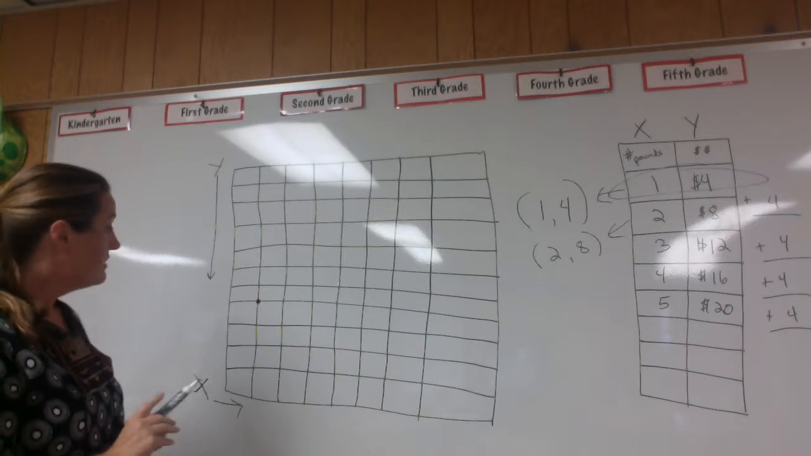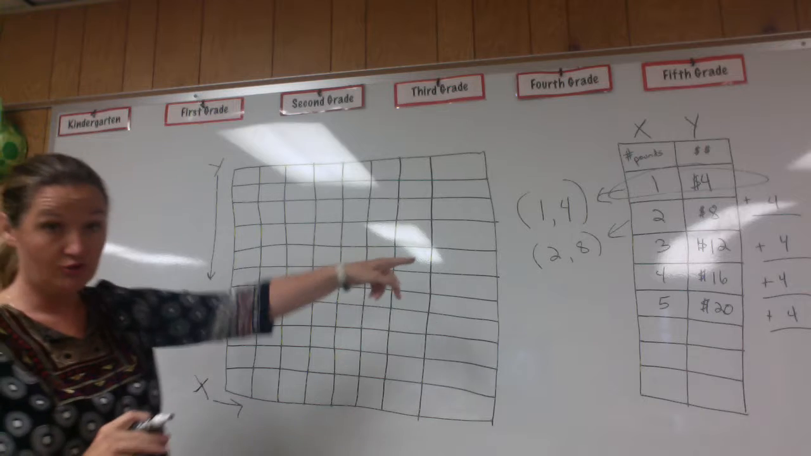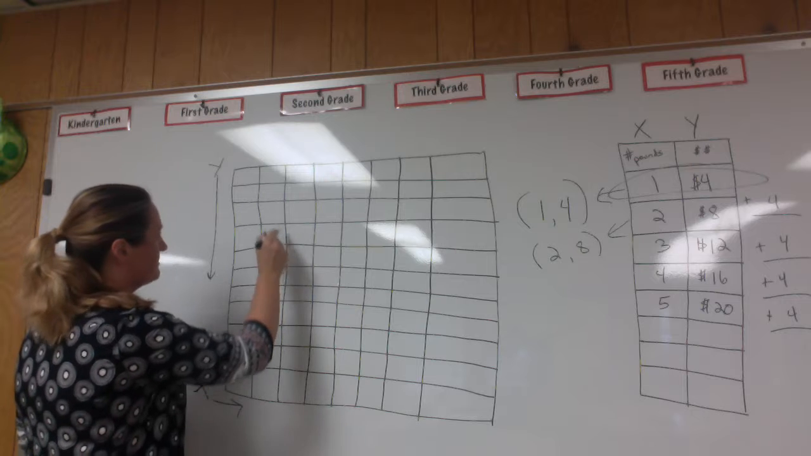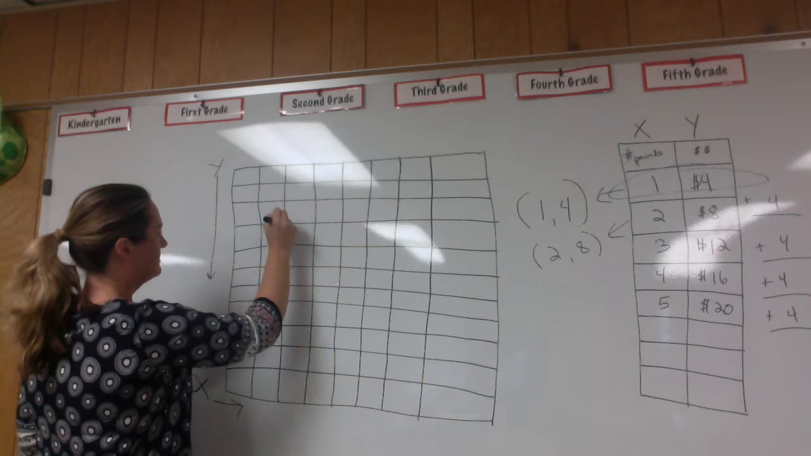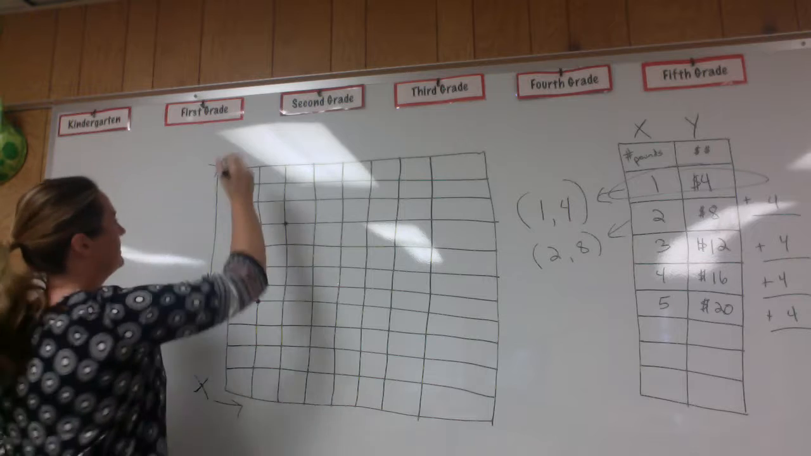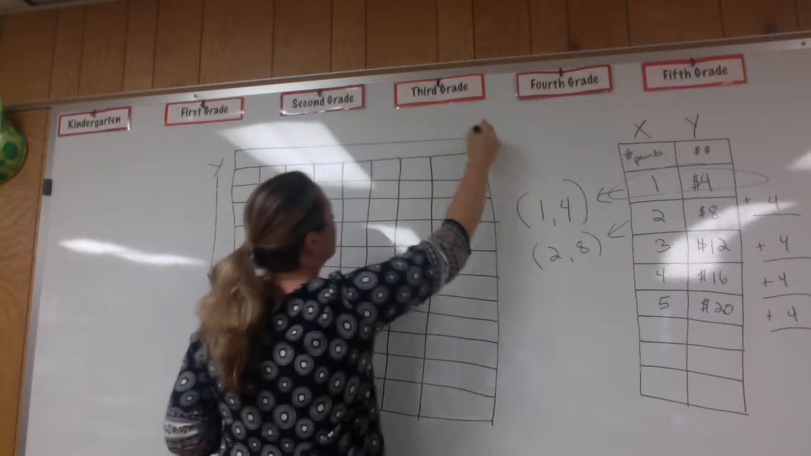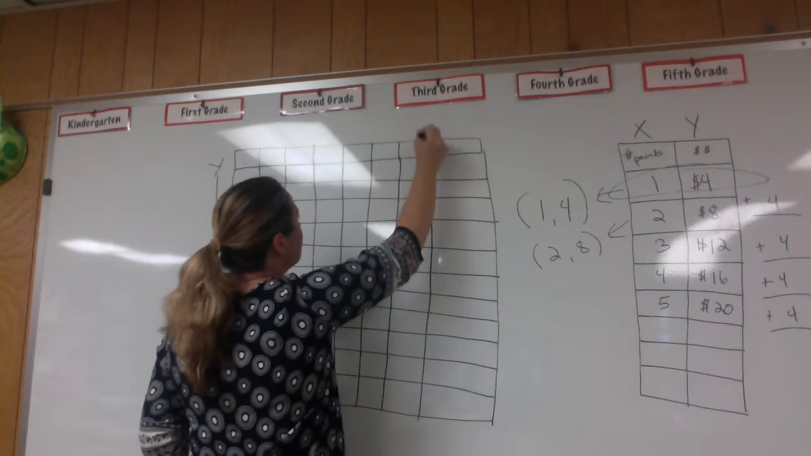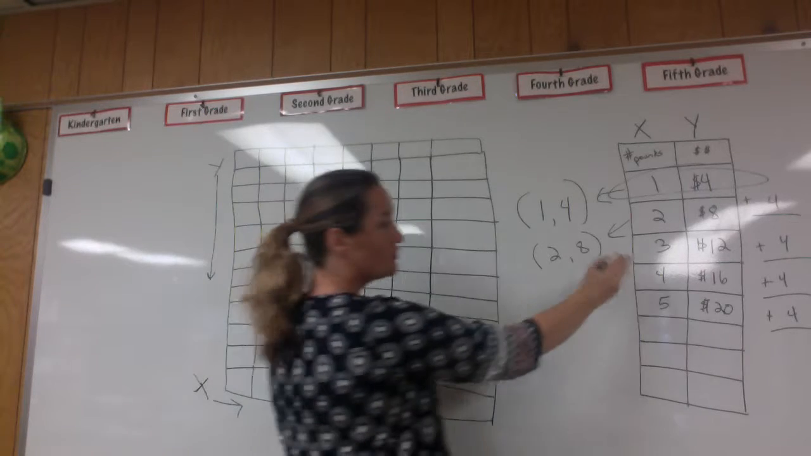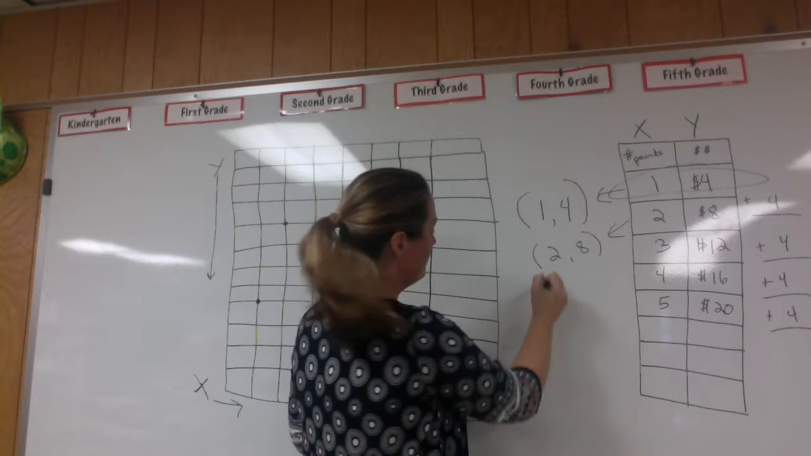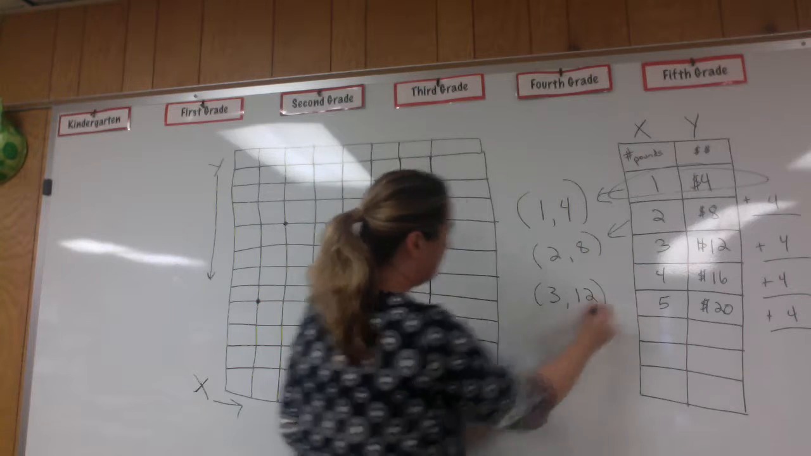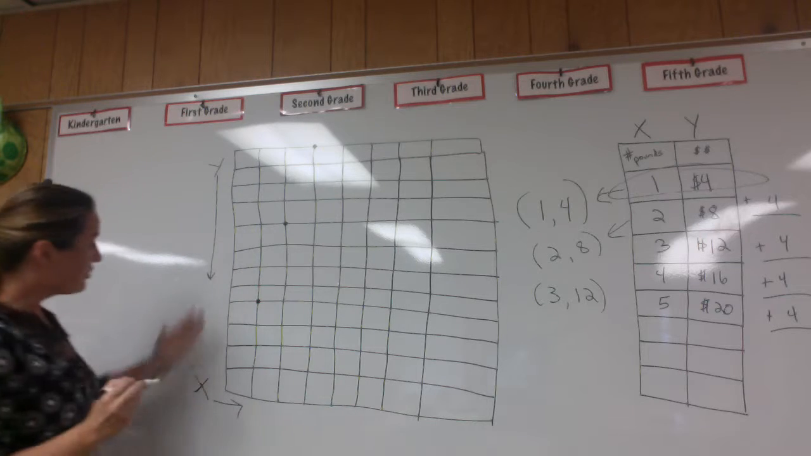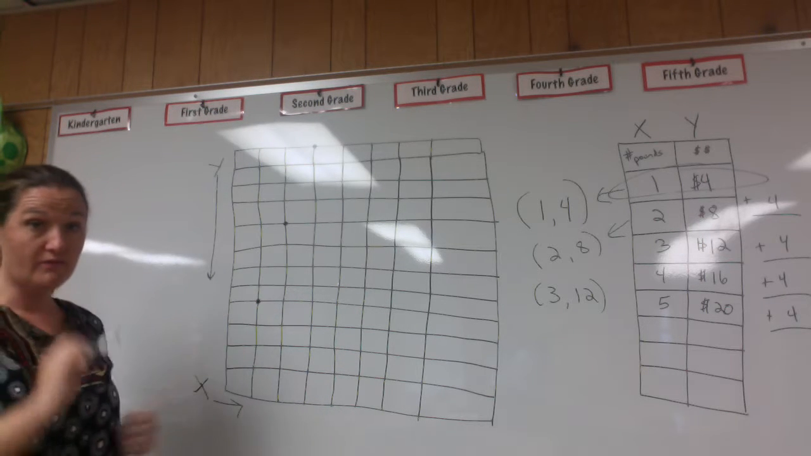Now I'm going to plot the next one, 2, 8. Let's go over 2. Then 1, 2, 3, 4, 5, 6, 7, 8. I'm going to draw my little dot here. I think I've got room for one more dot before we draw our line. For the next one, the ordered pair would be 3, 12. Let's go ahead and graph that. 3, and then that puts me way up here, 12. So I've got 3 dots graphed from that information.